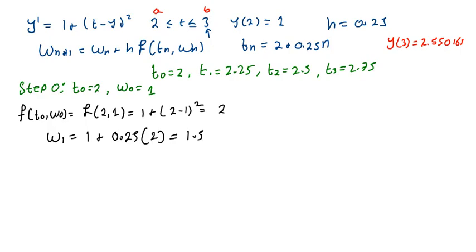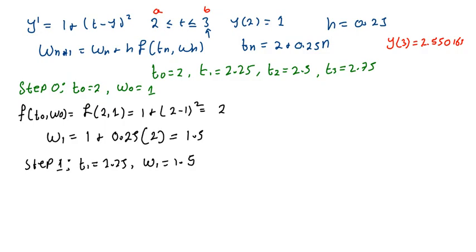0.25 times 2 is 0.5 plus 1 is 1.5. So you go to what? You go to step 1. Okay, step 1, meaning you're going to have t sub 1. T sub 1 is what? 2.25. Then you're also going to have w1. Your w1 is 1.5.